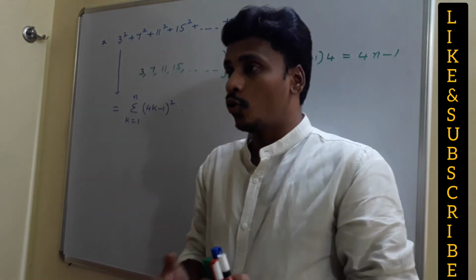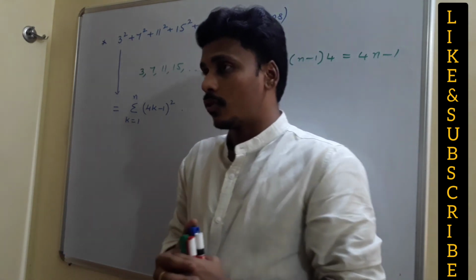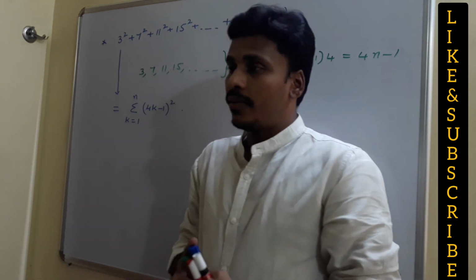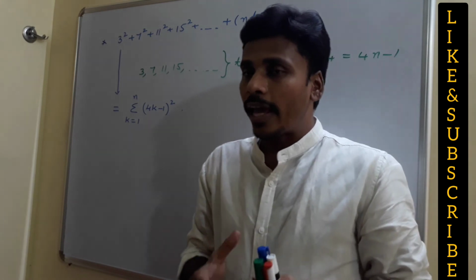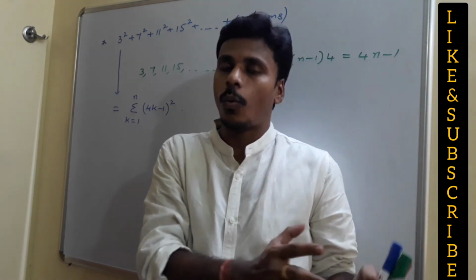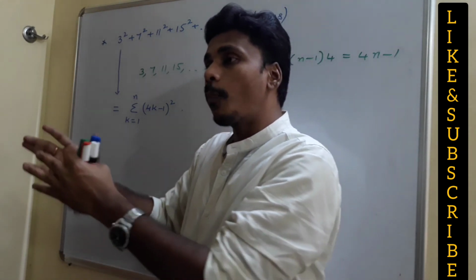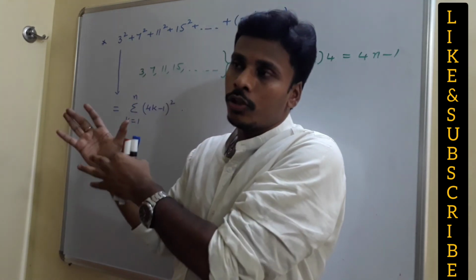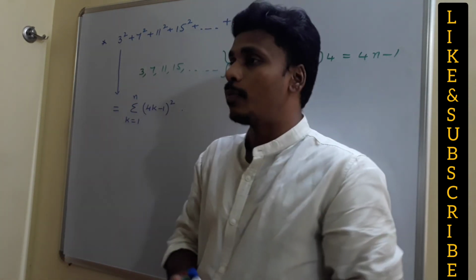So your first value is 3 square. If you replace k with 2, 7 square. The second value is 7 square. If you replace k with 3, 11 square. The third value is 11 square. So likewise you have different values: 3 square, 7 square, 11 square and so on up to the nth term. And we are going to add all those. That's why I am utilizing this sigma operator.